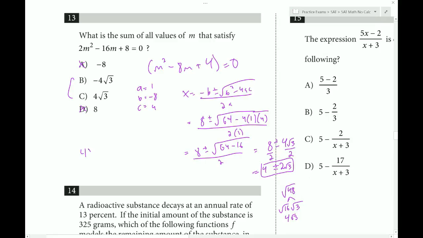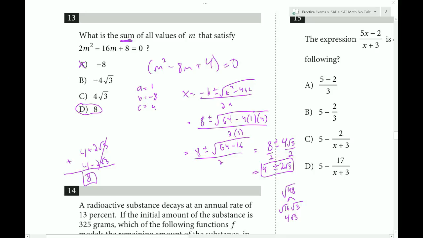Right, so we have 4 plus 2 rad 3, and we have 4 minus 2 rad 3. Those are our two solutions. And if we want to find the sum of those values, what we do is just add these together. So we end up with 8, because this will cancel out. So actually, the answer is D.